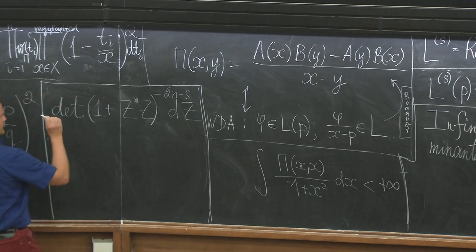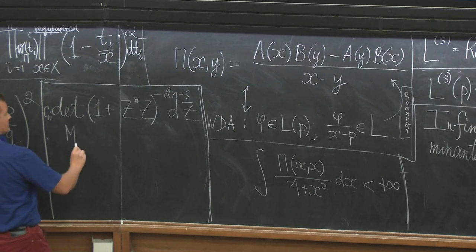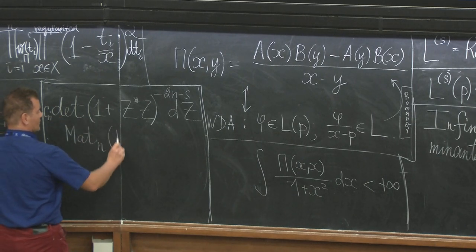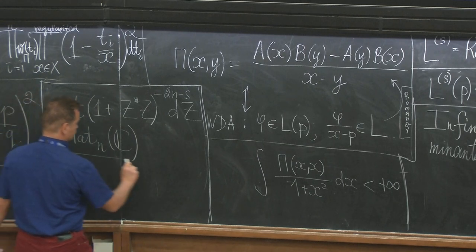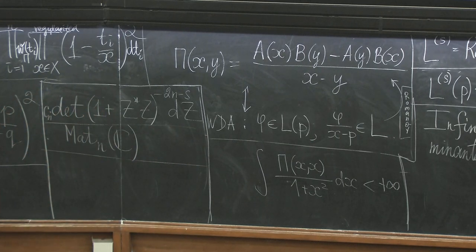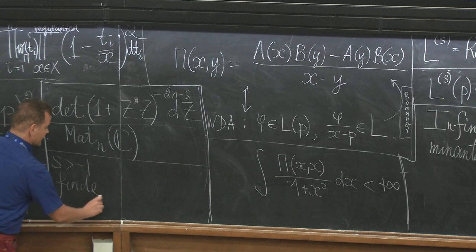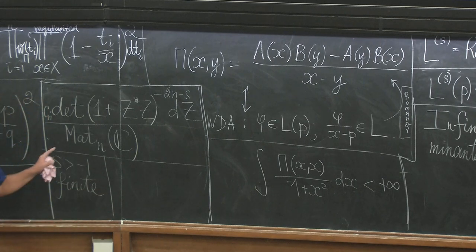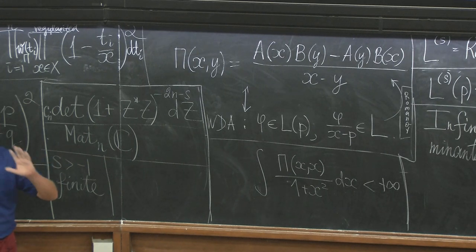So this is a sequence of measures, C_n, a sequence of measures on the space of complex matrices. Let me point out that these measures are finite when S is bigger than minus 1. So these measures arise, in fact. If S is equal to 0, this is a very specific measure. What does it mean, space of matrices? The space of matrices is, in fact, the complex Grassmannian.